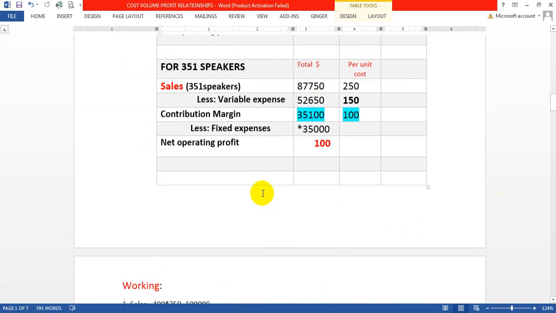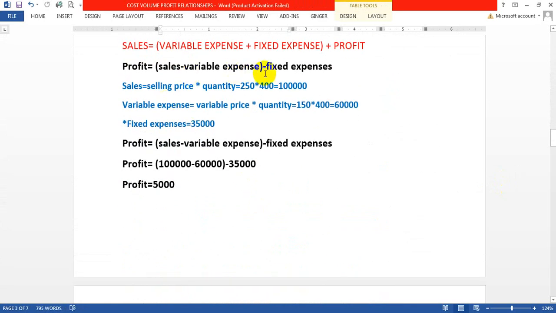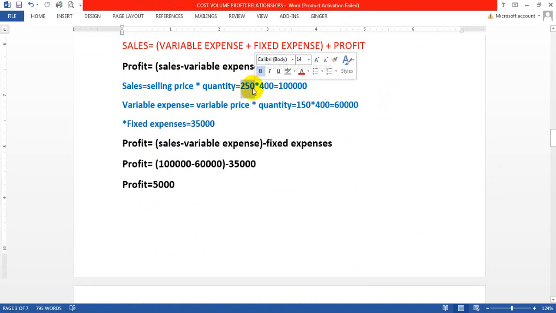Okay, now check again. Sale minus variable minus fixed. Sale equal to selling price into quantity. The selling price is 250 and the quantity is 400. So again I got 1 lakh, the same value which I have already taken, right? Okay, the next is the variable expense. Variable price into quantity. What was the variable price? 150 and quantity was 400. So again $60,000. What about my fixed expense? That remains fixed. What I told, it is fixed at all levels of activity, right?